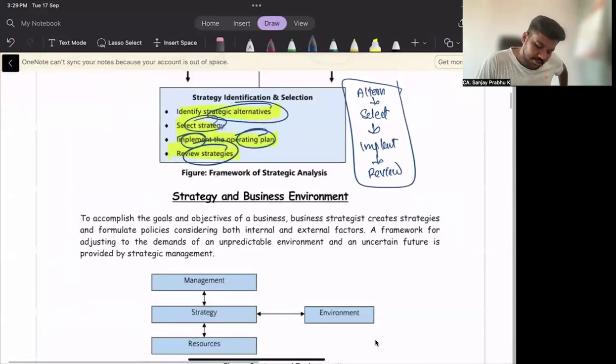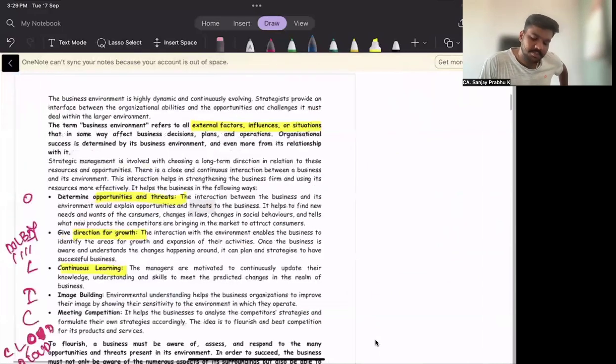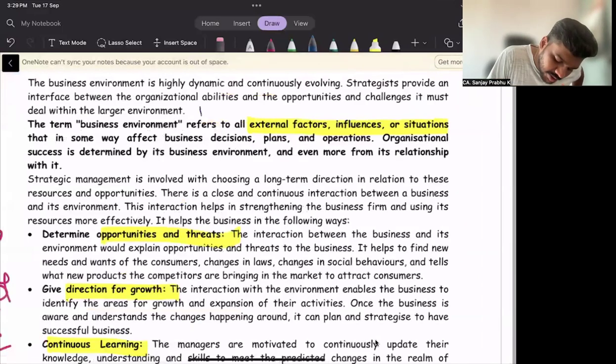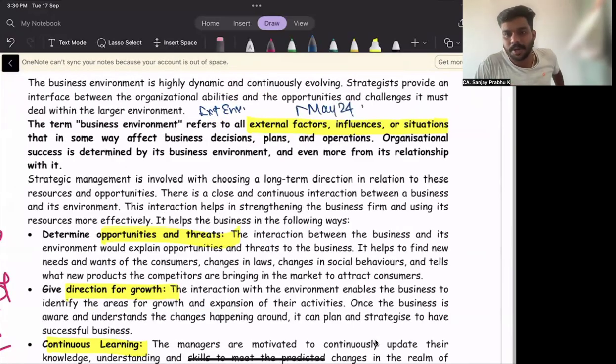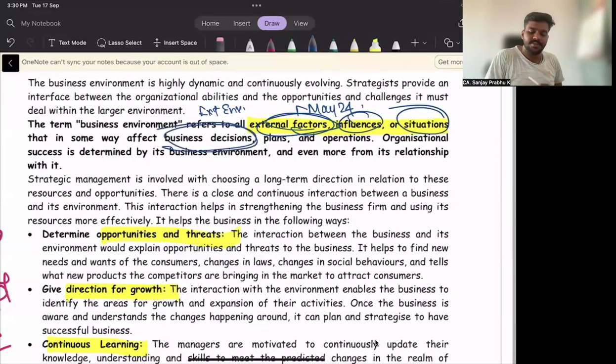Yes. Then comes business environment. Business environment is nothing but your external environment. This has been already asked in May 24, so I'm not expecting it for Jan 25 or September 24. Business environment refers to all external factors that influence the situation and in some way will affect the business decision.